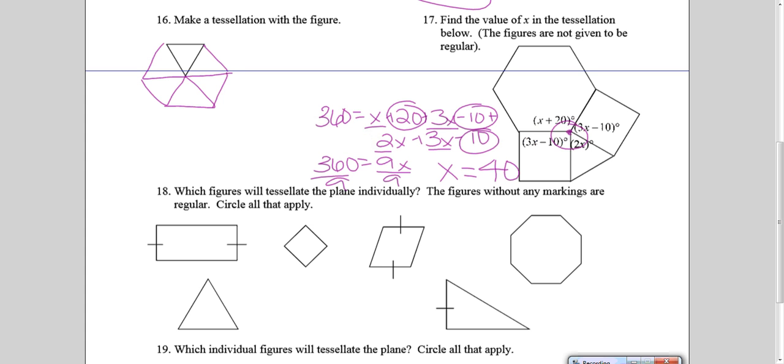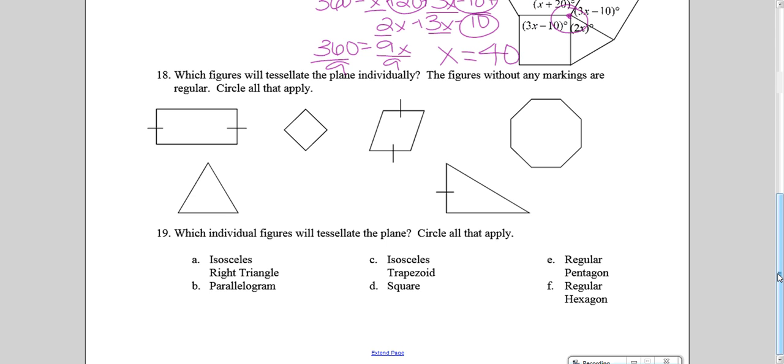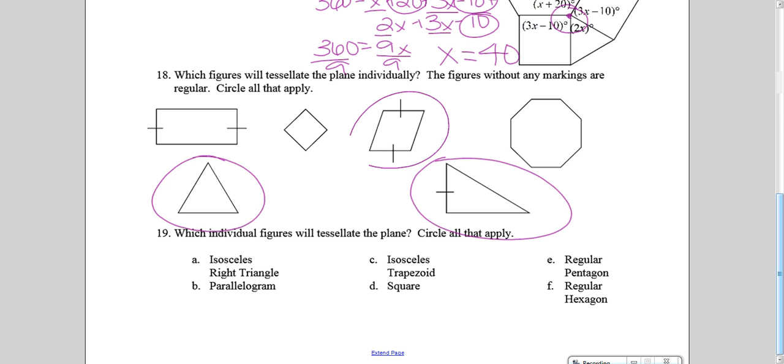All right. Number 18, which figures will tessellate? Well, I know any triangle will tessellate. I know any quadrilateral will tessellate. And as we showed in number 15, the octagon will not tessellate. So everything but that octagon tessellates. 18, they had you looking at it in pictures. 19, they've got it in words.